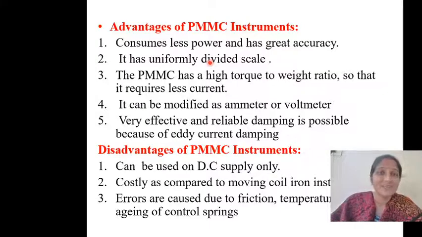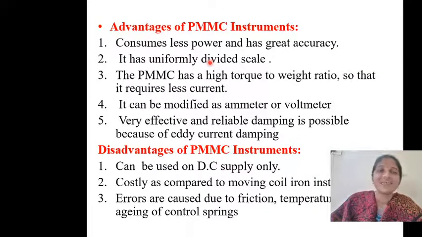The amount of deflection is directly proportional to the current to be measured. As it is directly proportional, the scale will be uniform. So that is one advantage also. So this is about the permanent magnet moving coil.